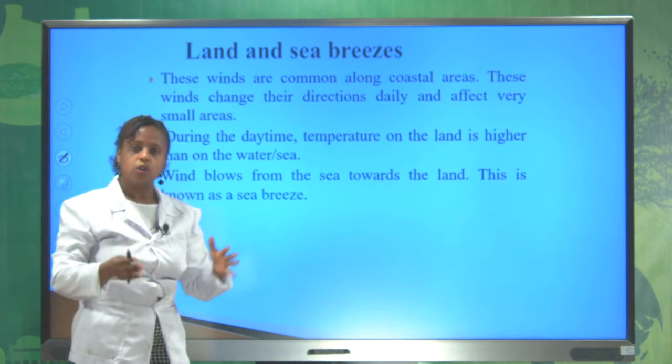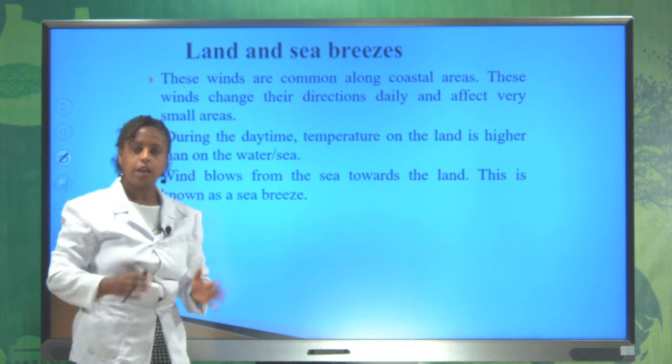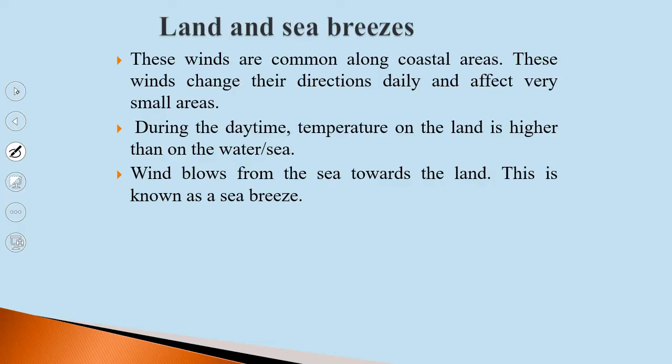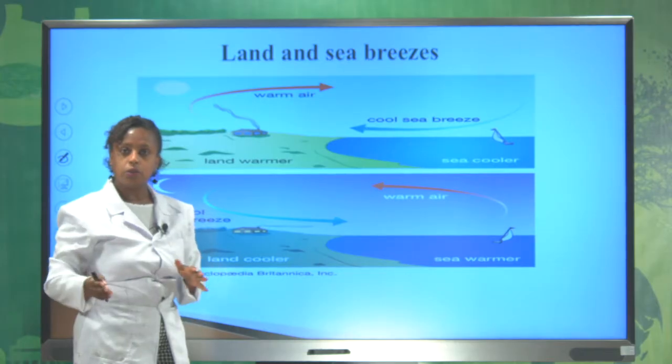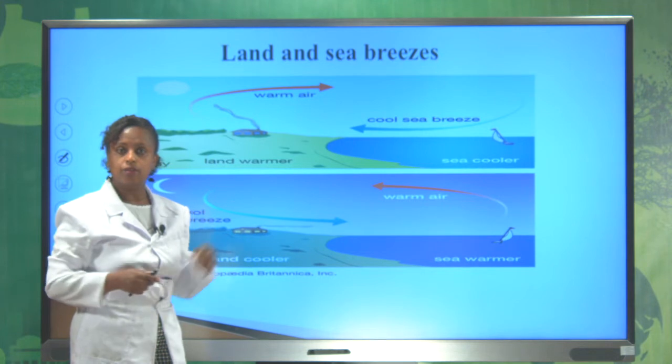And low pressure occurred on the land, high pressure formed on the sea. At this time, wind blows from sea to the land, and we call this sea breeze. Let's see this picture. During daytime, both land and water bodies receive heat from the sun.